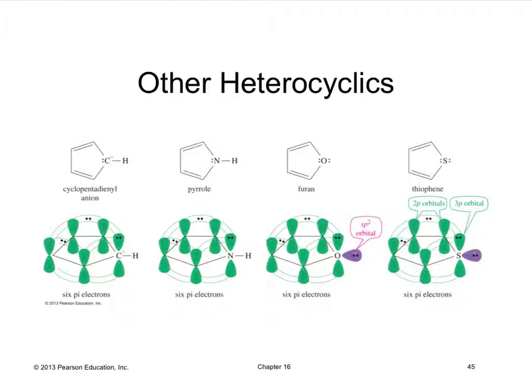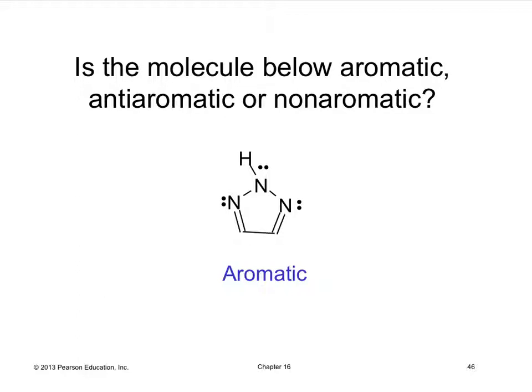Other heterocycles, so we talked about cyclopentadienyl anion, pyrroles. So furan is when you're substituting your nitrogen now with an oxygen, or a carbon with a sulfur substitution, leads to thiophene. In these cases, you have 2 lone pairs for both the thiophene and the furan. One of them does participate in the pi electron system, while the other one is available for a reaction. So is the molecule below aromatic, anti-aromatic, or non-aromatic?